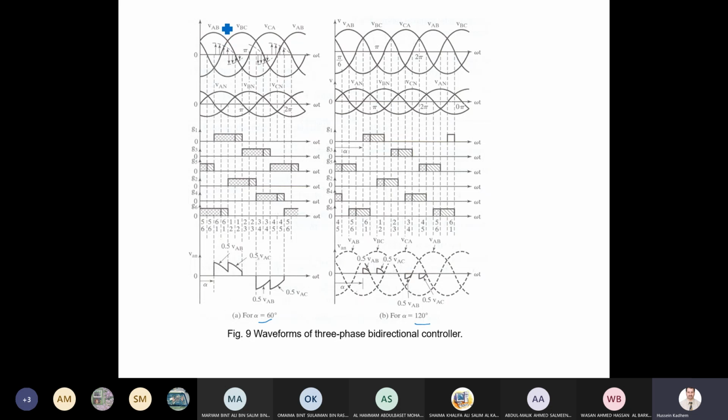Now first have a look at this graph here. These are the line-to-line voltages. It was plotted based on phase voltages. And here are the triggering pulses for each thyristor: thyristor 1, 3, 5, 2, 4, 6. Here we make a dotted line to separate every 30. Now if I come to alpha here, from here to here 30, from here to here 30, then this is 60. At this point we trigger the gate for thyristor 1, and thyristor 1 will conduct.